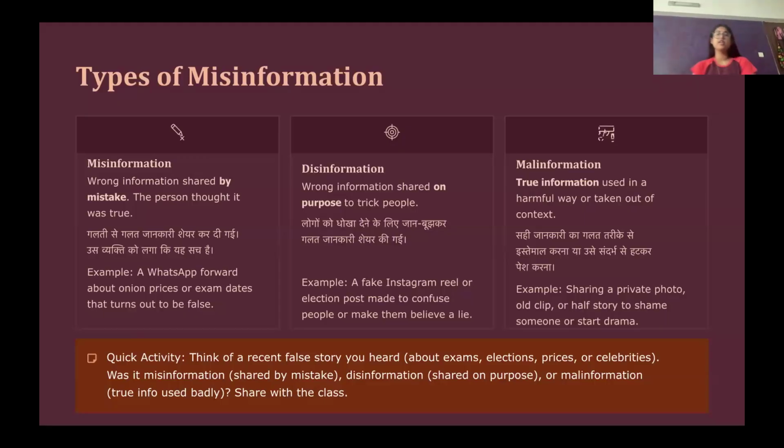And malinformation is when true or correct information is used in a harmful way or taken out of context to make it seem like one side is more favorable than the other.